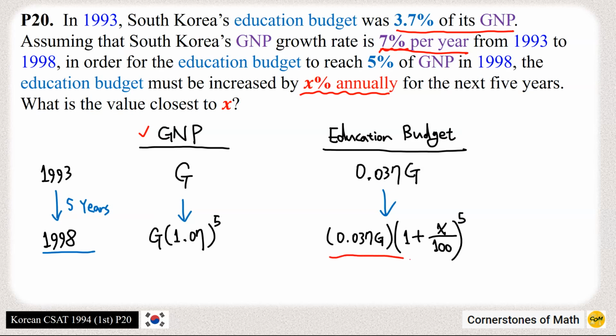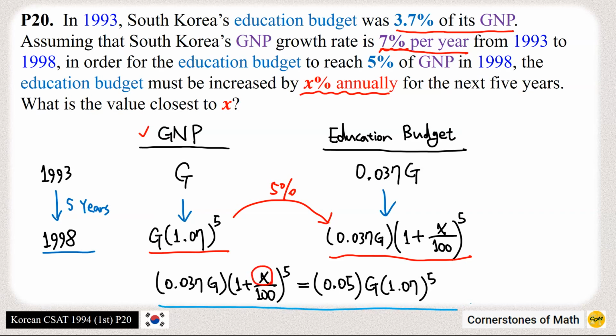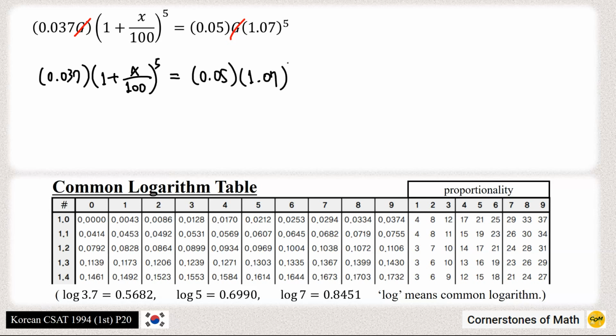And here we want this education budget to be 5% of the GNP. So we can write 0.037 G times (1 plus X over 100) to the power of 5 equals 5%, therefore 0.05 times G times 1.07 to the power of 5. So we have to find the value of X from this equation. So first, cancelling G, we have 0.037 times (1 plus X over 100) to the power of 5 equals 0.05 times 1.07 to the power of 5.